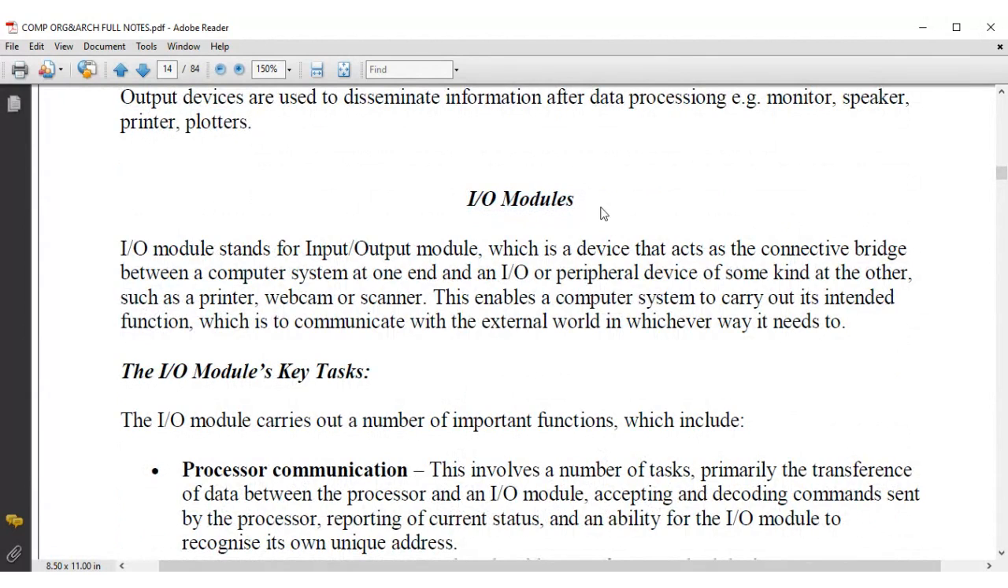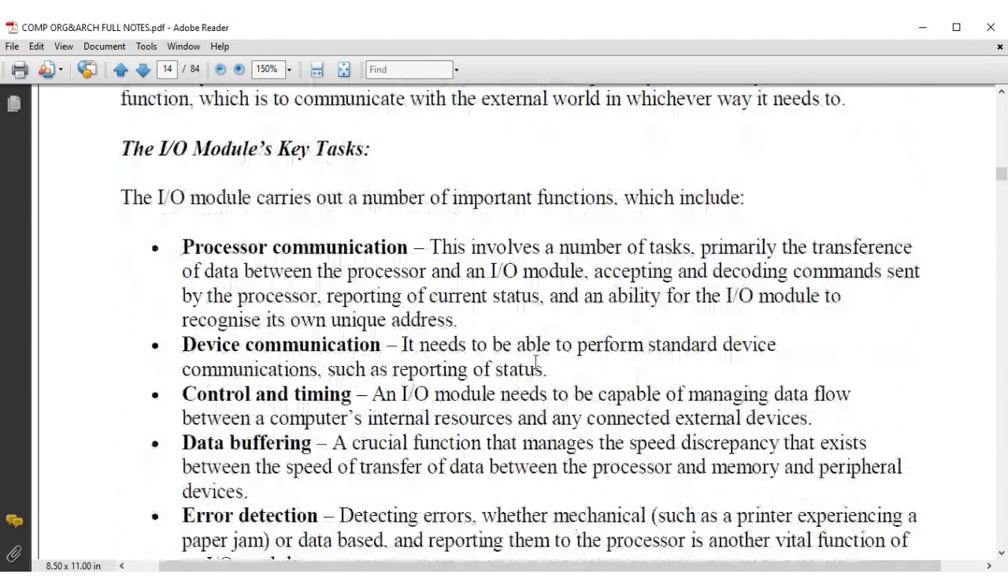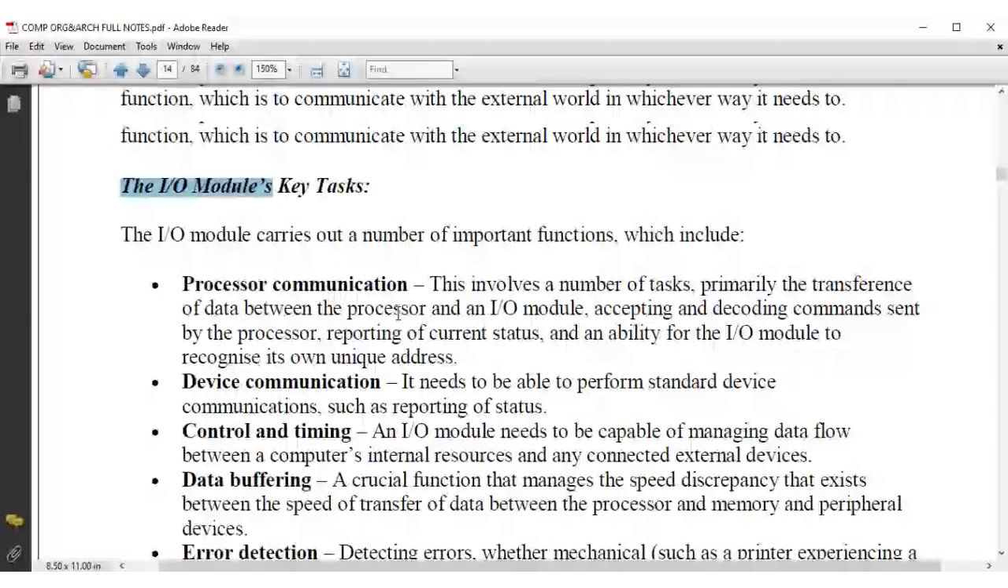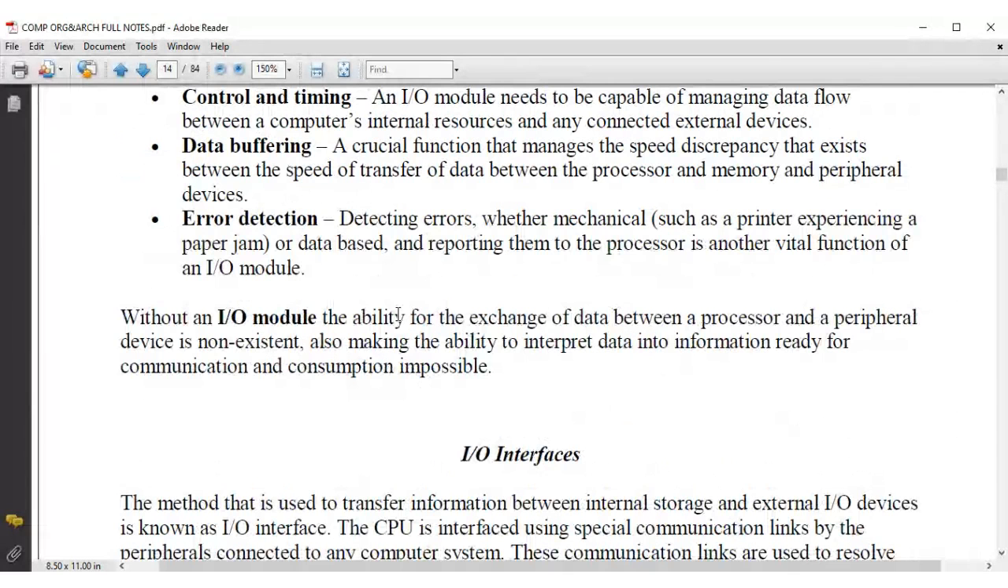Right. Now a module, we also call it the I/O module, is a device that acts as a connective bridge between a computer system and an I/O or peripheral device. A module is a device that acts as an interface between an input device and the computer system, or an interface between an output device and a computer system. Now, there are different tasks, and you're going to understand this. It's a very simple concept. So I'm going to show you them with pictures a little bit later after we read these notes here.